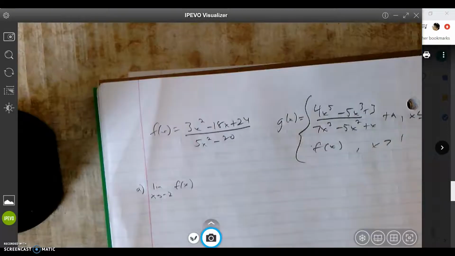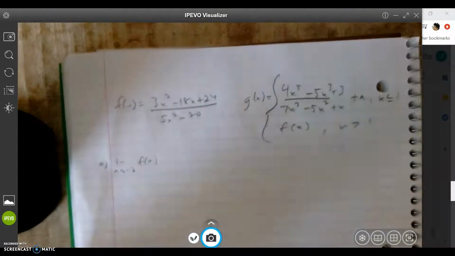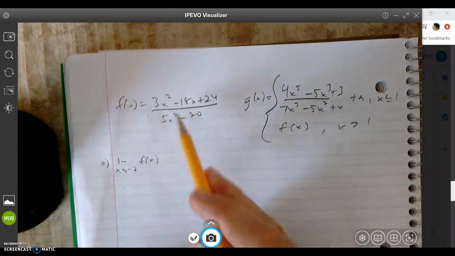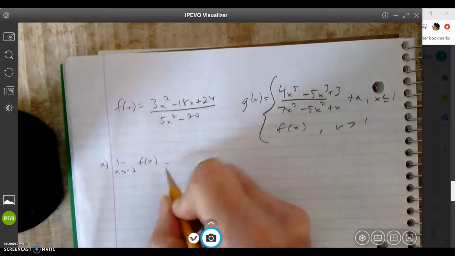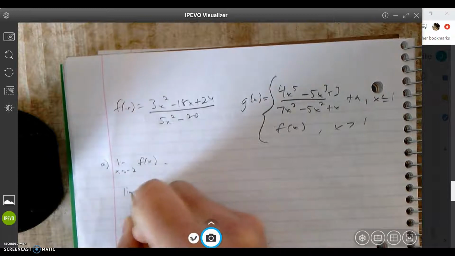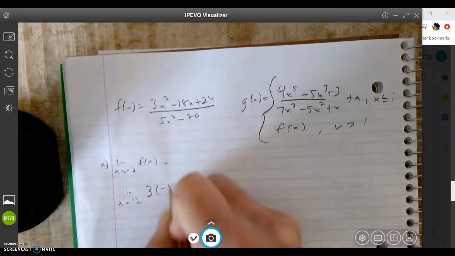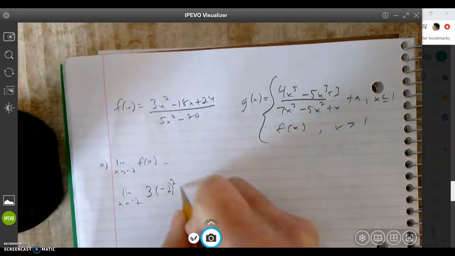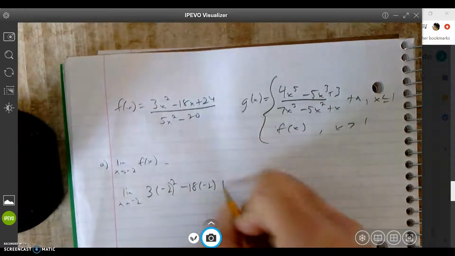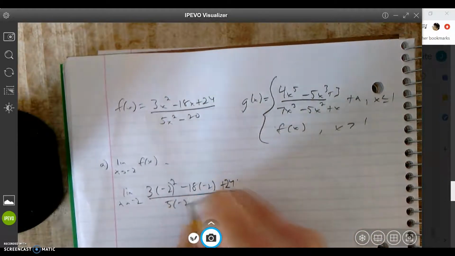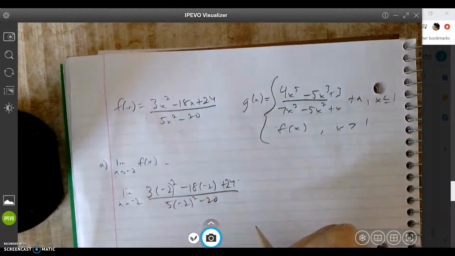Cool. All right, so here's my notes right here. I wrote down my f of x and g of x function. I want the limit as x approaches -2 of f of x. No problem. All I'm going to do is plug in here. So the limit as x approaches -2 is going to be 3 times -2 squared minus 18 times -2 plus 24 over 5 times -2 squared minus 20.